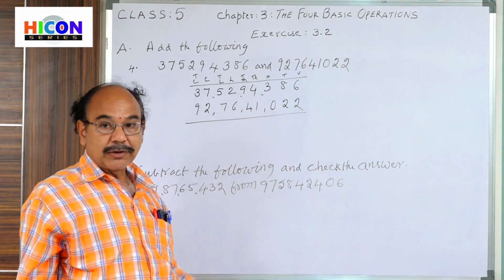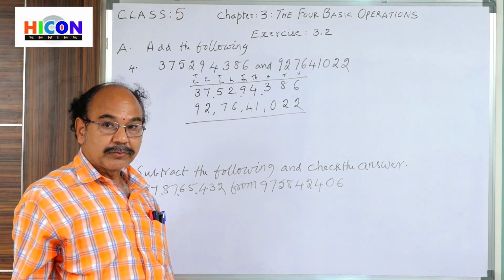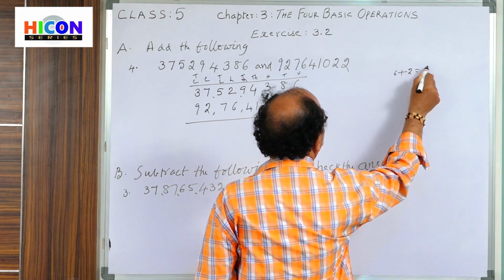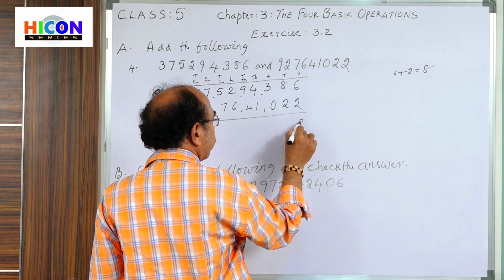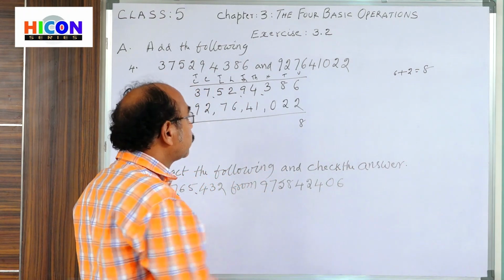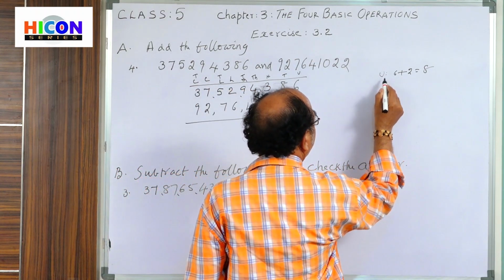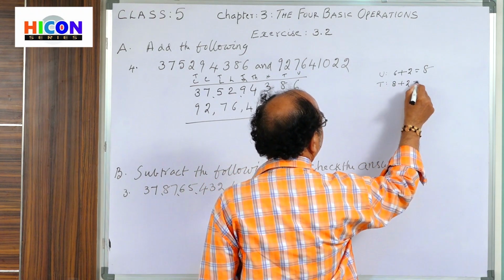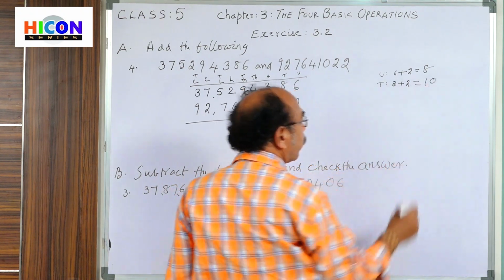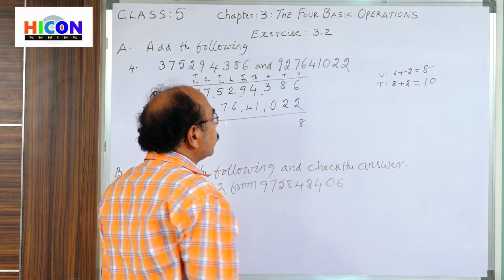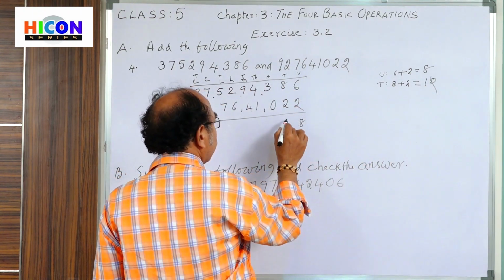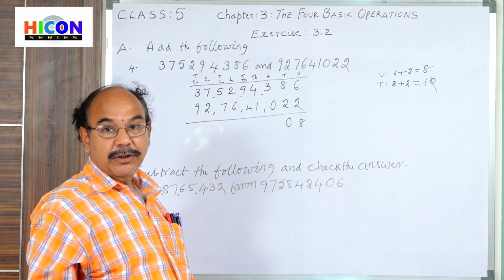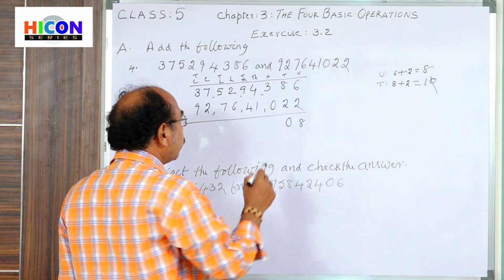Add the digits in the units place. 6 plus 2 is 8. Write 8 in the ones place. Now, come to tens place. 8 plus 2 is equal to 10. Strike off 0, write it in the tens place, and 1 is carried to the next place.